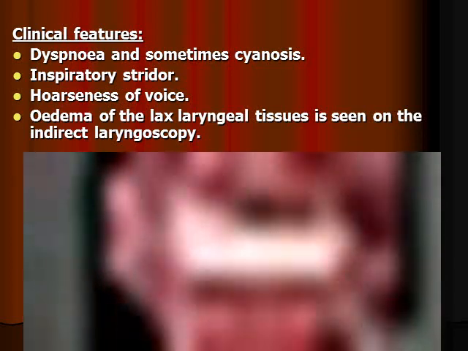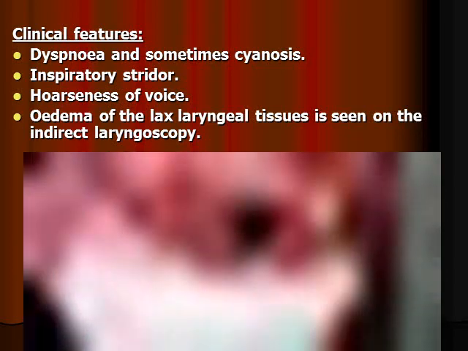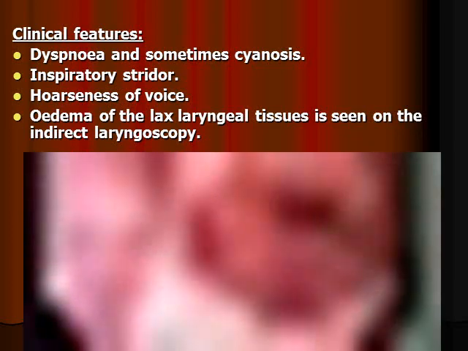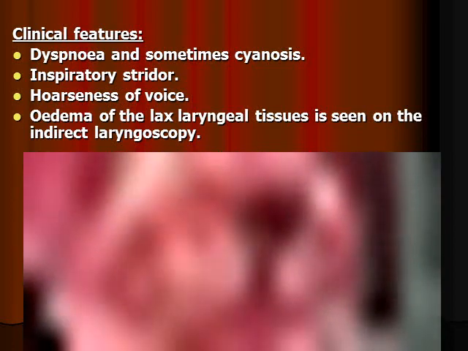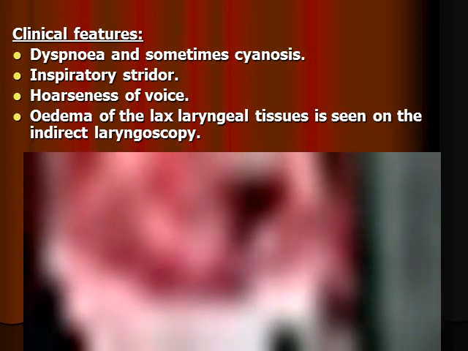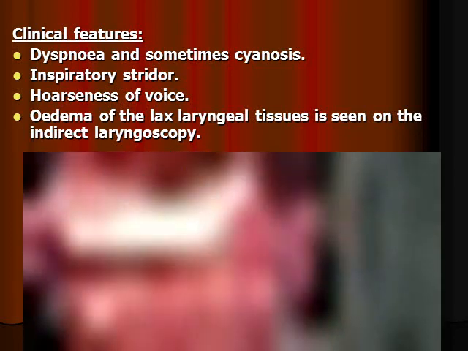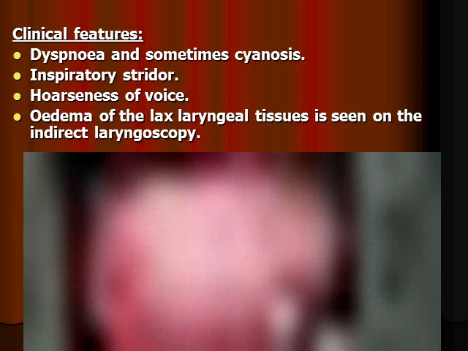Now, clinically, the patient has dysphonia and sometimes cyanosis and respiratory stridor. As we said, stridor in lesions above the vocal cords is inspiratory, while at the level of the vocal cords and subglottis it is mixed inspiratory and expiratory, while in the lower respiratory tract it is expiratory stridor. Hoarseness of voice is also affected, and the oedema of the lax laryngeal tissues is seen on indirect laryngoscopy. In this examination, notice the voice of the patient, and these are the true vocal cords.